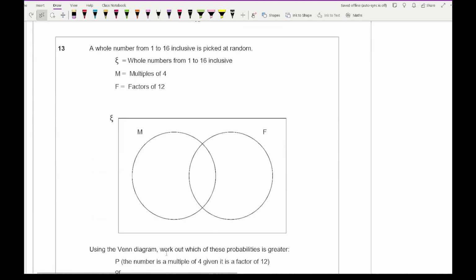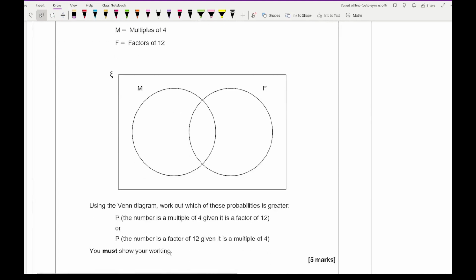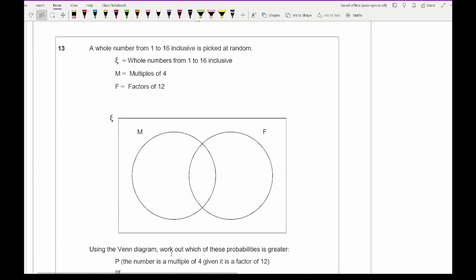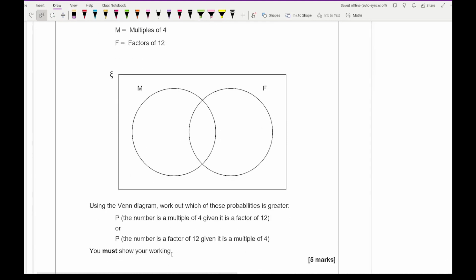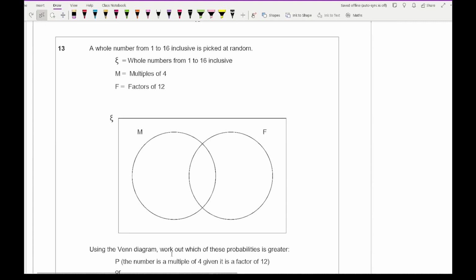Then moving on to question 13, it says that a whole number from 1 to 16 inclusive, which means we're including those 1 and 16, is picked at random. And it says, using the Venn diagram, work out the probabilities, which of these probabilities is greater. So let's start by filling the Venn diagram in before we start reading. So looking at this, we're using numbers from 1 to 16. So I've got 1, 2, 3, 4, 5, 6, 7, 8, 9, 10, 11, 12, 13, 14, 15, and 16.